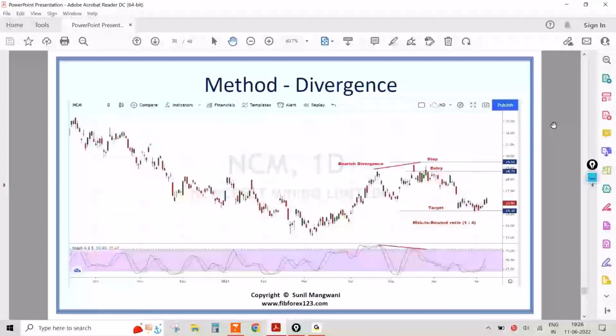This was a divergence on an Australian company. I was doing a session for the Australian Technical Analyst Association. I do some sessions for them and we talked about this. Again, I'd mentioned risk to reward ratio over here. The NCM is Newcrest Mining, a company based out of Australia. A good bearish divergence, as you can see, with a good risk to reward ratio of 1:4. Price came and stopped exactly at the target.